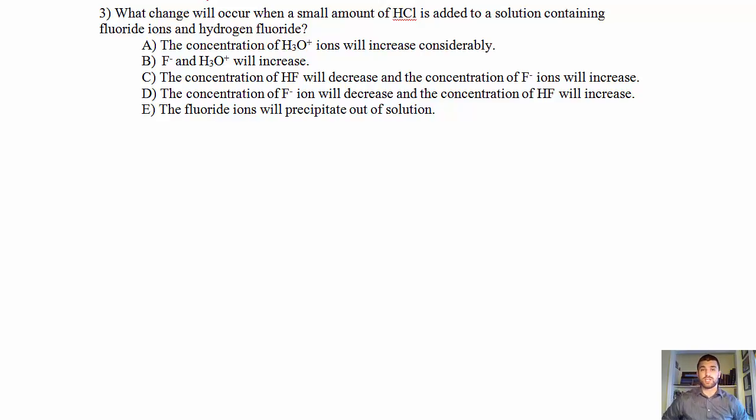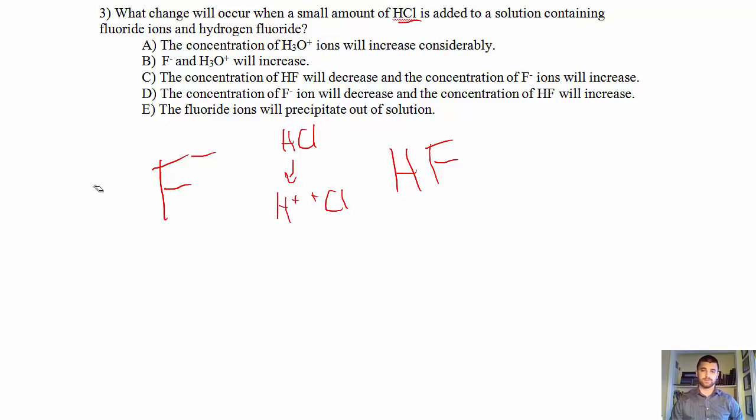Number 3, what change will occur when a small amount of HCl is added to a solution containing fluoride ions and hydrogen fluoride? So we got fluoride ions and hydrogen fluoride, and we're adding HCl to it. Well, HCl is going to give us H plus and Cl minuses. So what's going to happen there? Well, the H plus is going to react with the fluoride ion because HF is a weak acid.